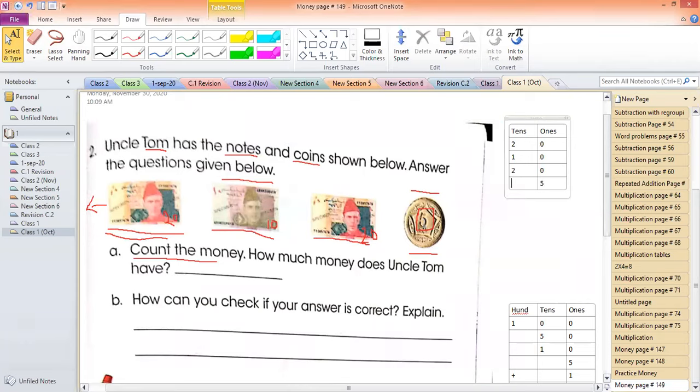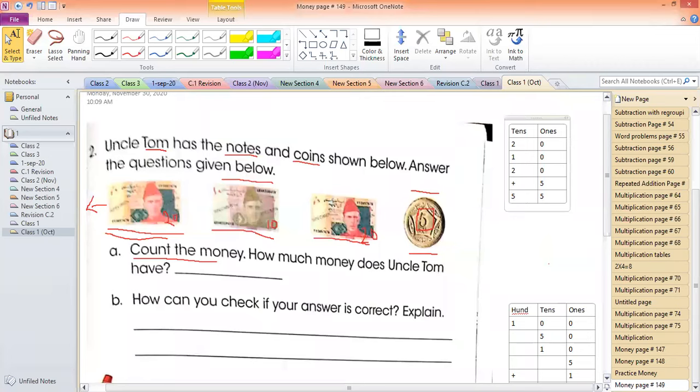If we add all of them, what will we get? 0 plus 0, 0. 0 plus 0, 0. And 0 plus 5, 5. 2 plus 1, 3. 3 plus 2, 5. I can show you here also, guys. If you draw 2 lines, and this is 1, so you draw 1 line, and this is again 2, you draw 2 lines. And if you count all the lines, 1, 2, 3, 4, 5. So 2 plus 1 plus 2 equals 5. So you will write 5.